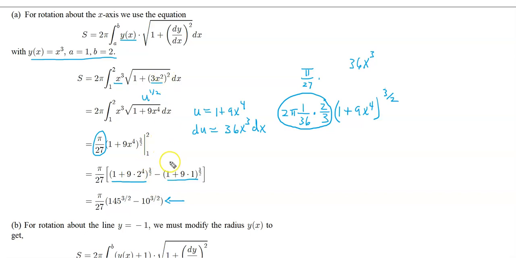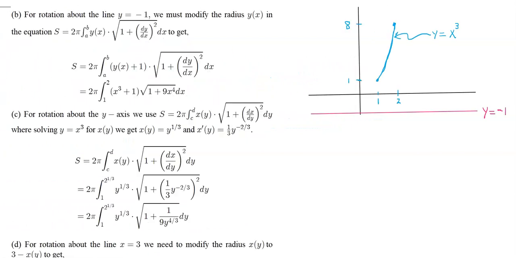Now let's take a look at part B. For part B, we want to rotate the curve y equals x cubed about the line y equals -1 to generate a surface, and we want to find the surface area for that surface. So notice that the line y equals -1, we have it labeled over here in our graph. Notice that it is parallel to the x-axis.